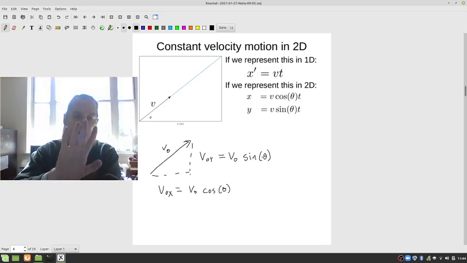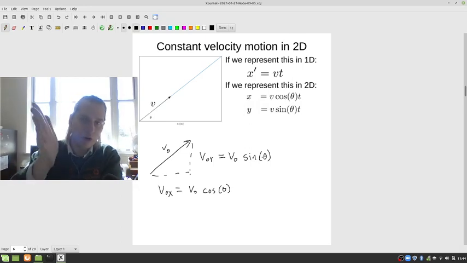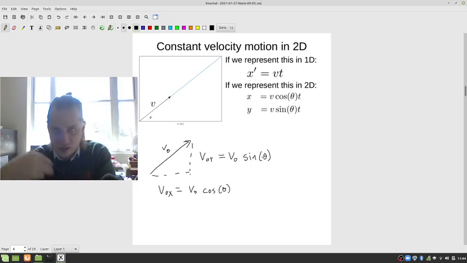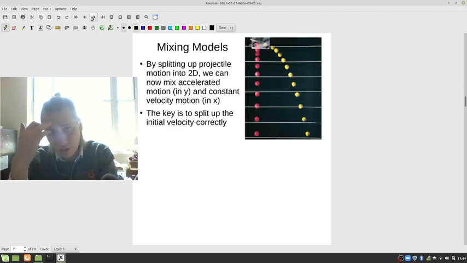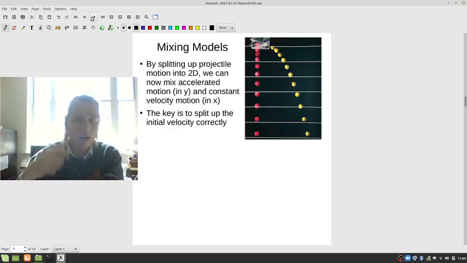We're going to have, for a projectile, you throw it. It has an initial velocity in the x direction, an initial velocity in the y direction that you get from using the angle and splitting up your initial velocity. So why is it any harder than that? Well, the only reason it's a little bit harder is that we're going to have to mix our models. When we split up our projectile motion into two dimensions, we have accelerated motion in one direction. That's in the y direction where our ball is falling. And we have unaccelerated motion where we have constant velocity in the x direction.